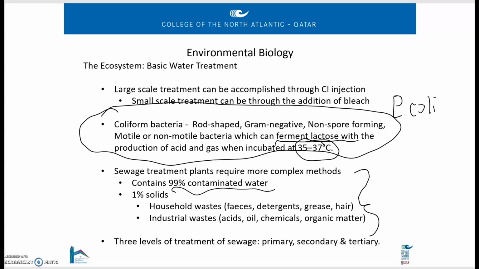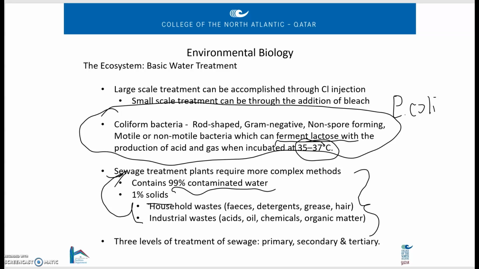99% of it is contaminated water, and we can hopefully fix that. 1% of that is going to be solid waste. So that's household waste, so you get feces, detergents, grease, and hair that comes out of your tap, in your bath, and your toilets and stuff. And then we also have industrial waste, so the acids, oils, chemicals, or organic matter. These are all pollutants that we would find in typical sewage water.